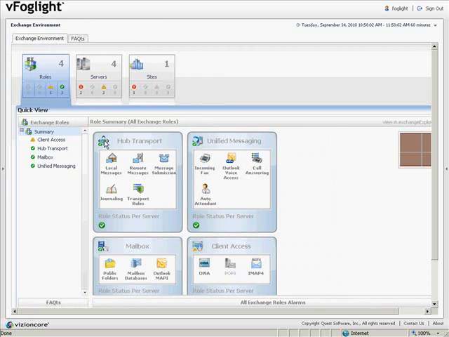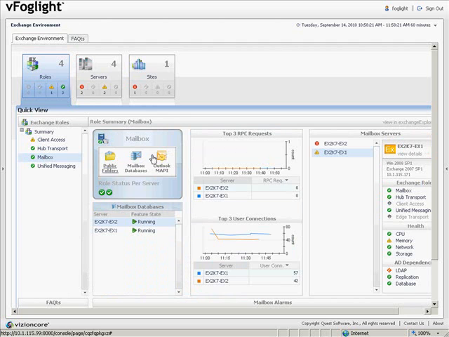Looking at these roles, we can see some more information. In this example, let's choose Mailbox. We can see Mailbox services, we can see the Mailbox databases, RPC requests, user connections, the Mailbox servers and their state, as well as information about the OS they're running on top of, their Exchange role, the health of the virtual machine they're running on top of, and their Active Directory dependencies.